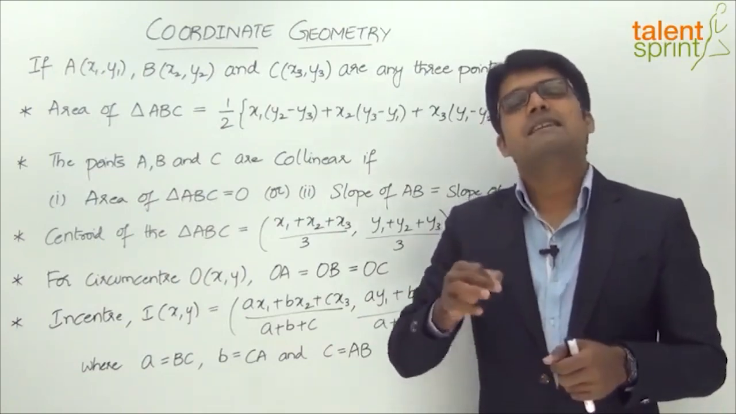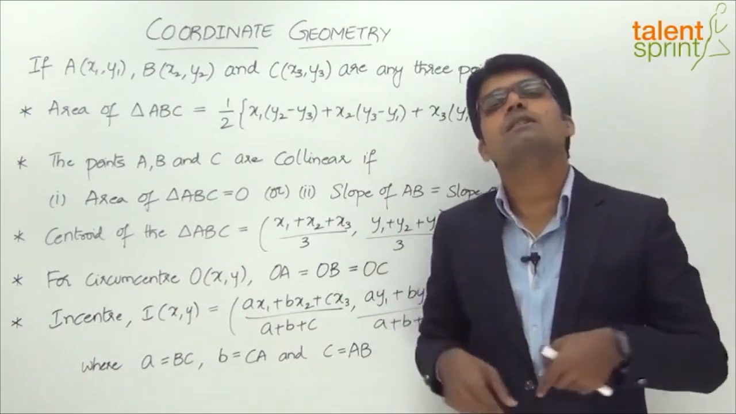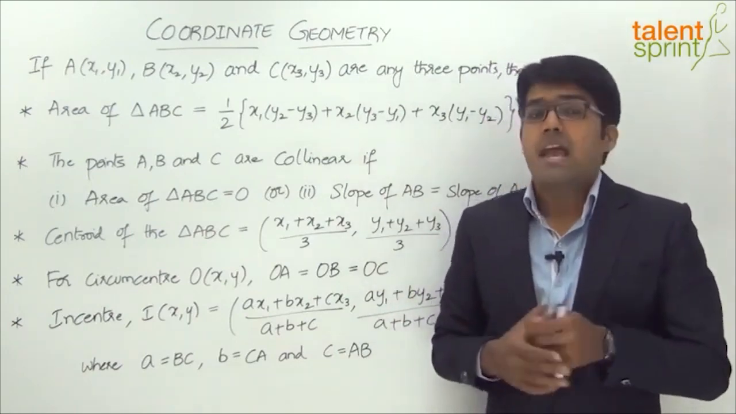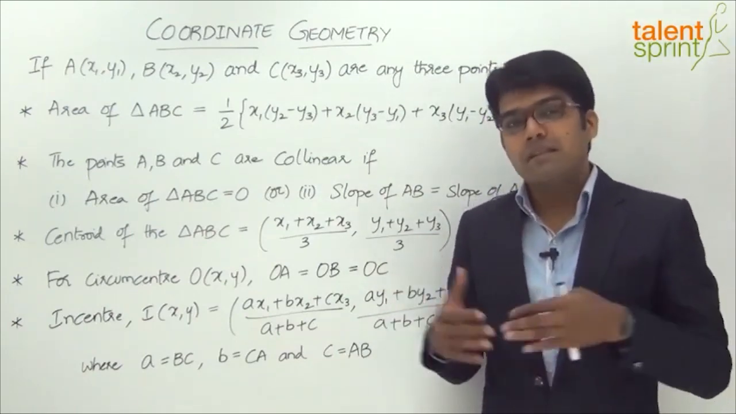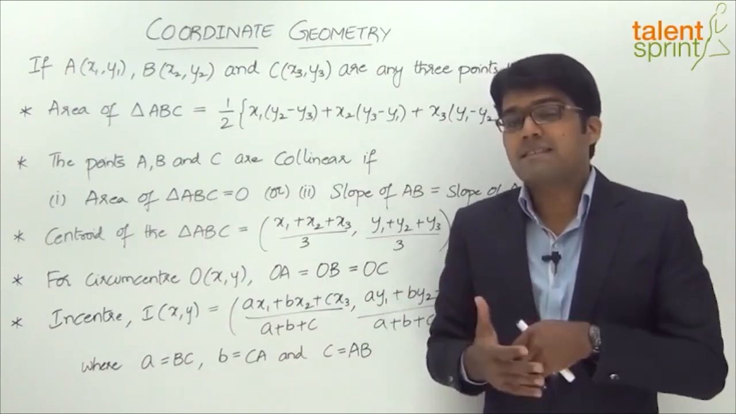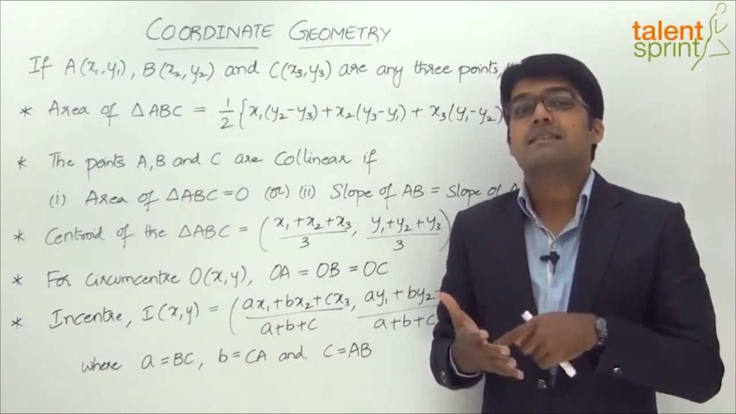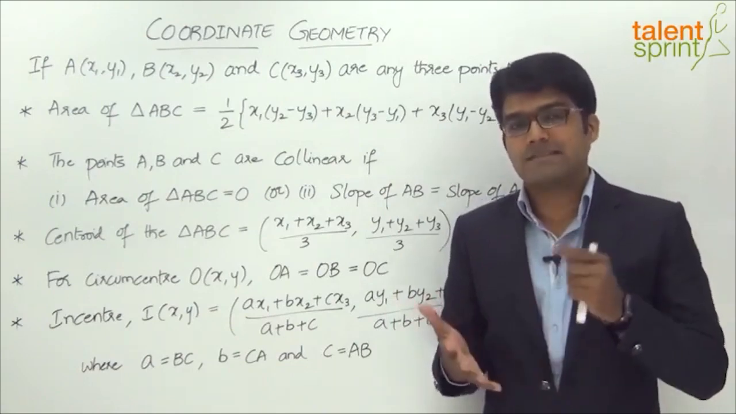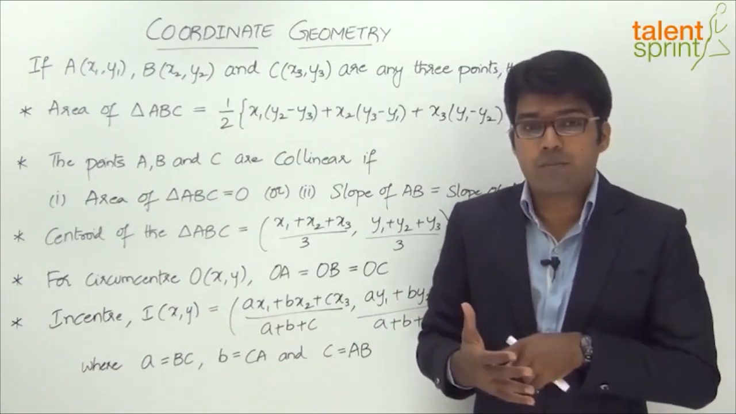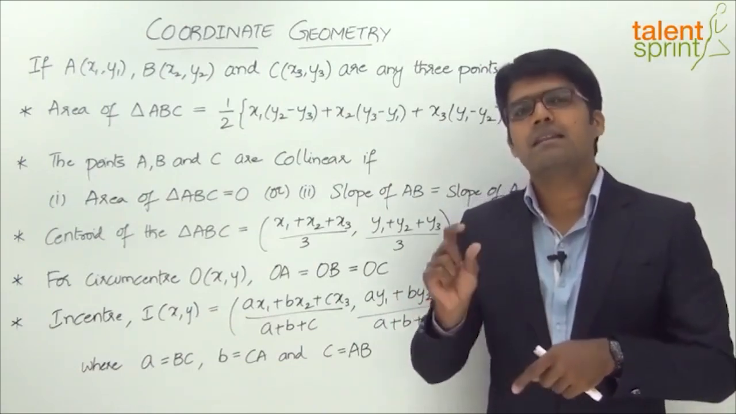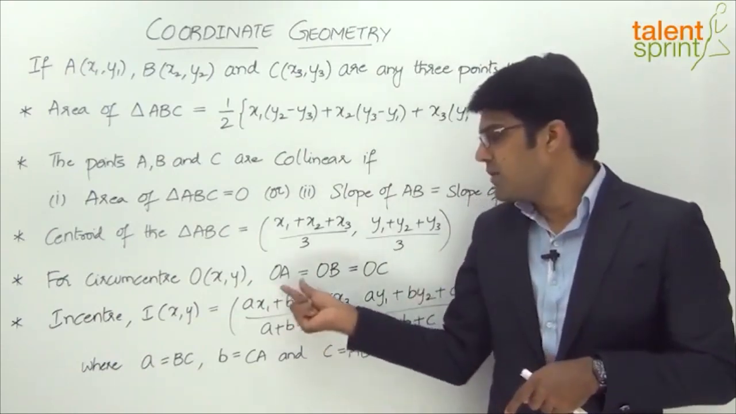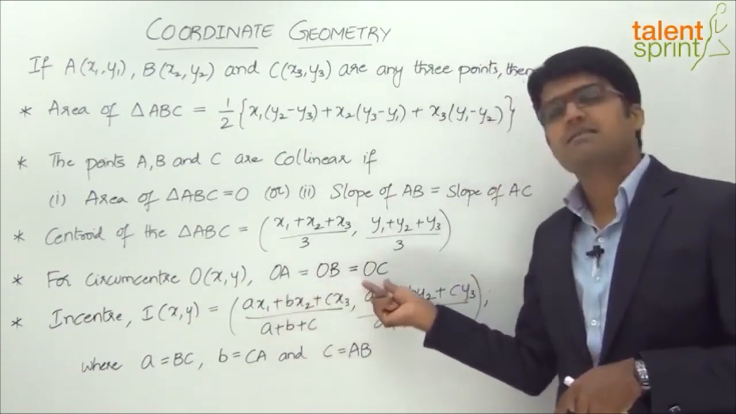So this is basically the center of a circle which touches all the 3 vertices of the triangle. And it's obvious that if it touches all the 3 vertices of the triangle, the distance from this center to each of the vertices has to be equal. Right? So if the circumcenter is O and the 3 vertices are A, B and C, then the distance OA should be equal to the distance OB should be equal to the distance OC.